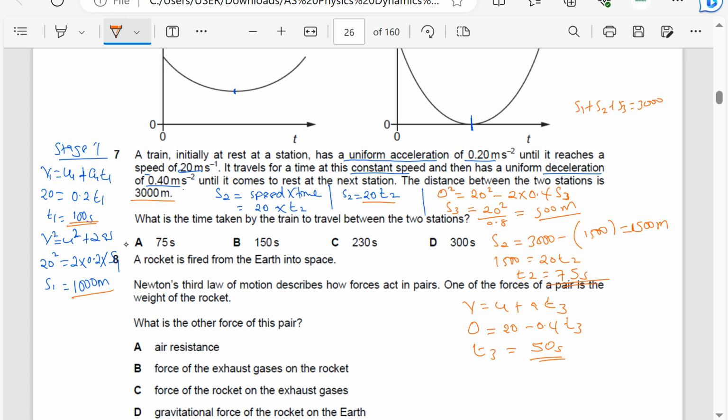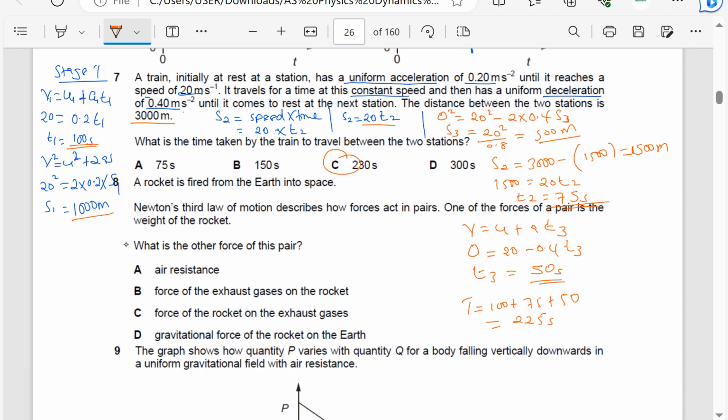So I have T3 as 50, T2 as 75, T1 as 100. So total time is going to be 100 plus 75 plus 50, which is 225 seconds. So the answer is going to be approximately C. Yeah, it is quite long, but the answer is approximately C.